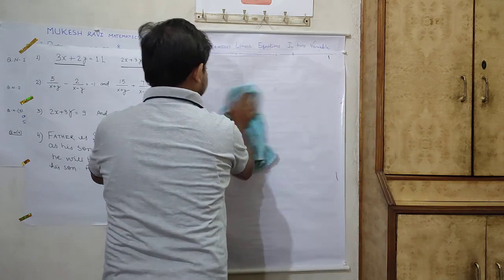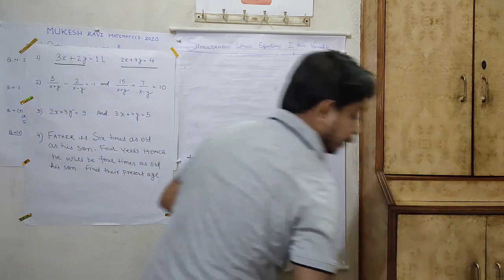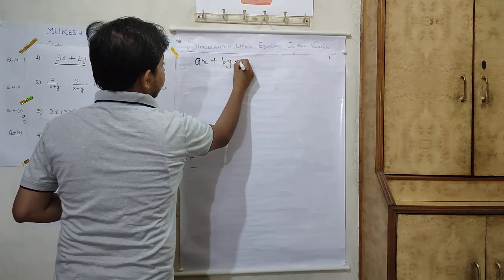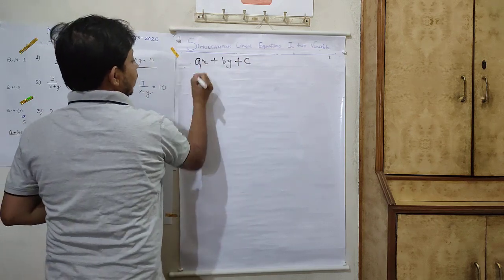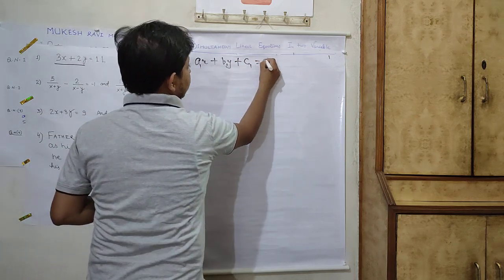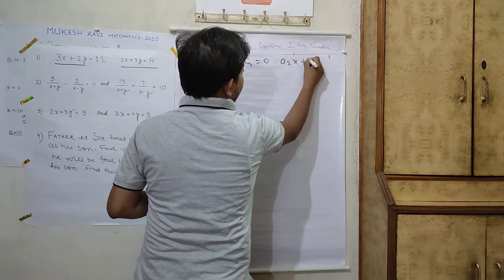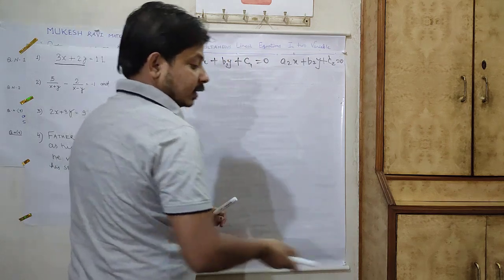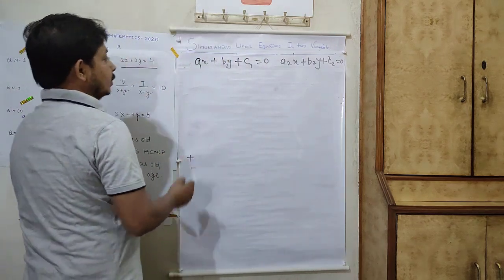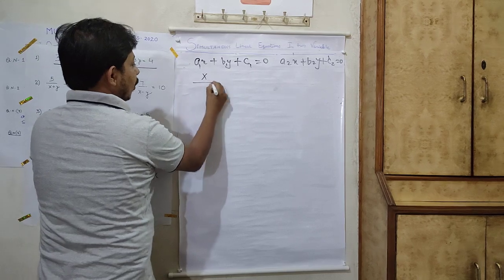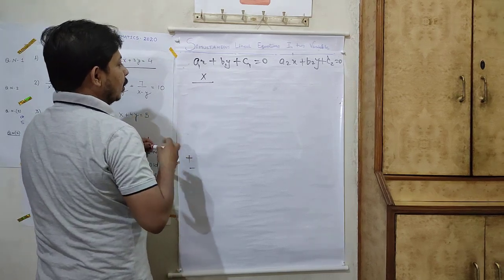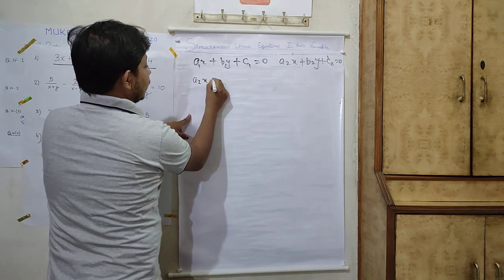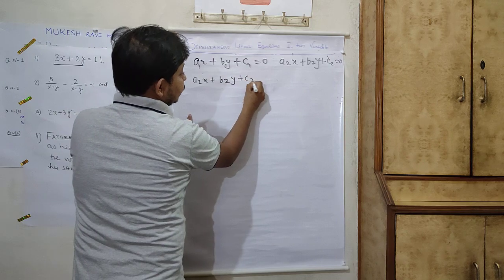Now for cross multiplication, suppose I am writing here a1x plus b1y plus c1 is equal to 0, all the equation in LHS, and a2x plus b2y plus c2 equal to 0. This is in the form of ax plus by plus c, a standard form of our equation. So now x upon, or if you have any confusion, I am writing here a2x plus b2y plus c2 equal to 0.